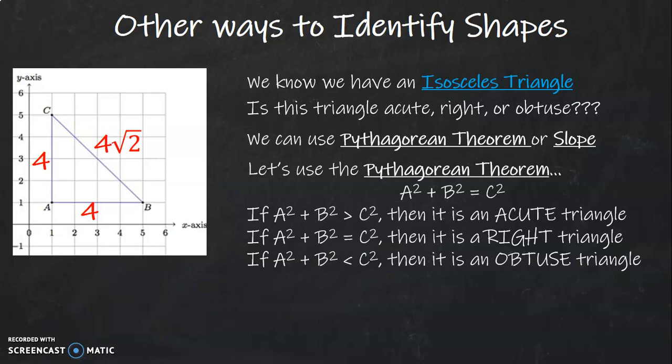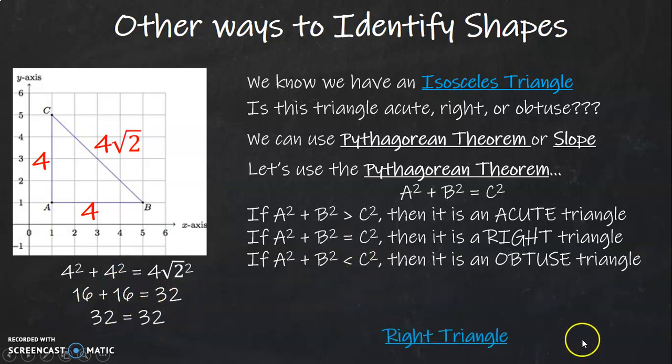A squared plus b squared equals c squared when it is a right angle. If a squared plus b squared is greater than c squared, it's acute. If a squared plus b squared is less than c squared, then it's obtuse. So we just need to plug this information into a squared, b squared, and c squared to see what we would get. So I do that over here, and I have 4 squared plus 4 squared equals 4 the square root of 2 squared. I solve those out, I get 16 plus 16 equals 32. 32 does equal 32, so this is going to be a right triangle.